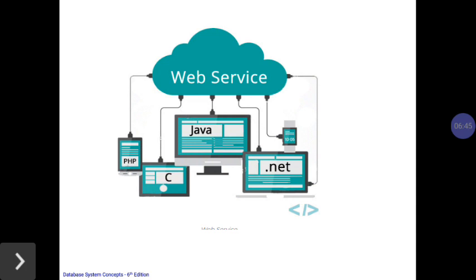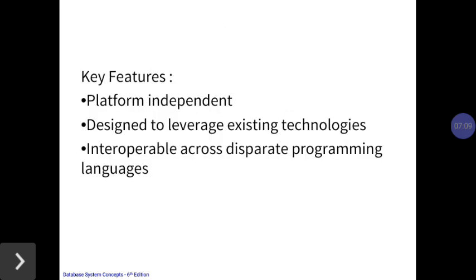So here you can see the image, that is a web service, and it is in different languages. It means it is platform independent. That is, you can create a web service in any of the programming languages available. Here it's shown PHP, C, Java and .NET, and any application, irrespective of the programming language, can call the web service. So here are the key features of web services. It is platform independent and it is designed to leverage the existing technologies and be interoperable across disparate programming languages.